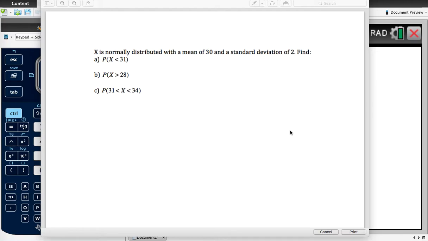This is my scenario. X is normally distributed with a mean of 30 and a standard deviation of 2. Find the probability that X is less than 31, greater than 28, and between 31 and 34.